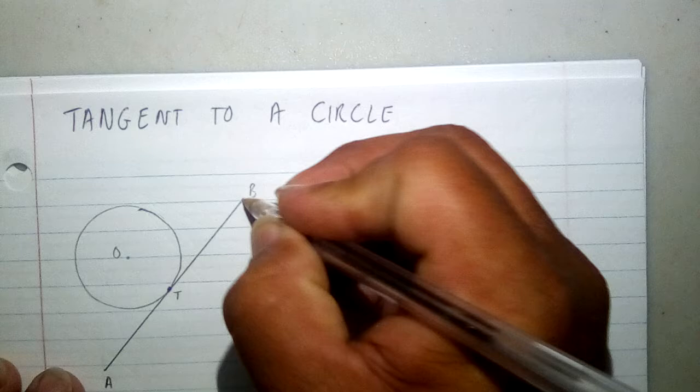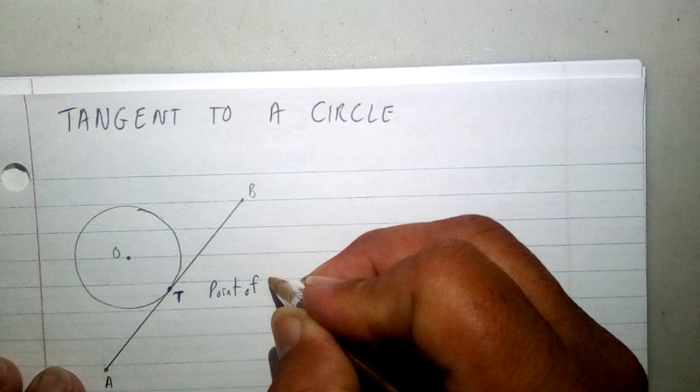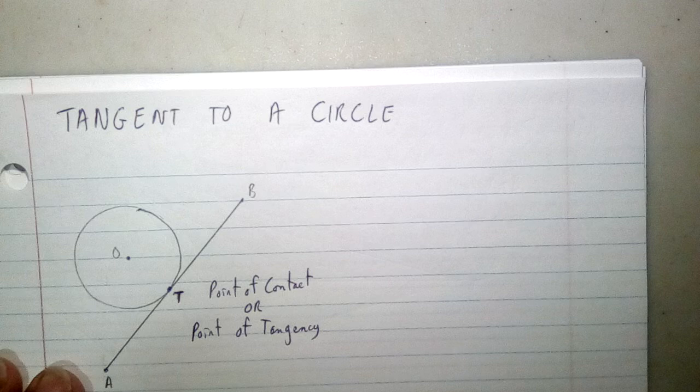Okay, so this point here, this T, is known as the point of contact, or in other words, it is the point of tangency. What does that mean? Okay, very, very important for us to understand what does this mean, right?